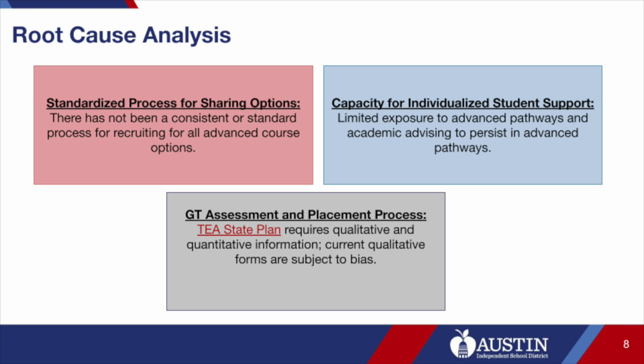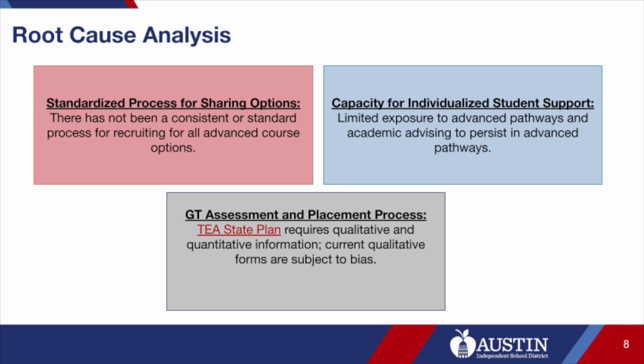Next is the capacity for individualized student support. There has been limited exposure to advanced pathways and academic support to persist in those advanced pathways. We want to be clear that this root cause is with the adults. Students need to know that they belong in advanced courses beyond just seeing them as course options on the universal choice sheet. Students are not exposed to all the options ahead of them.